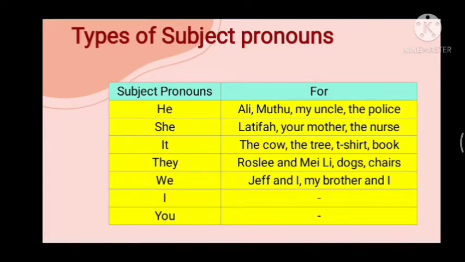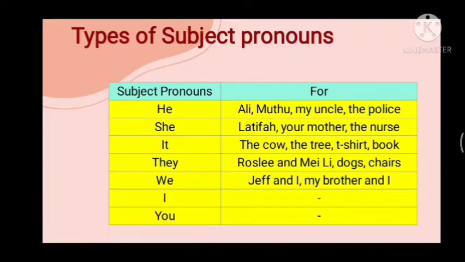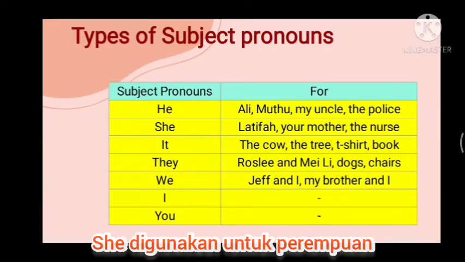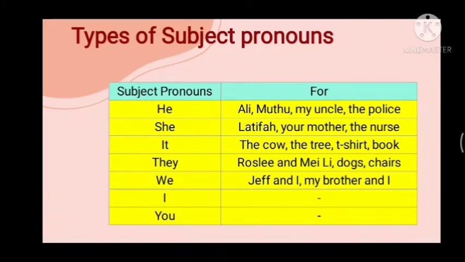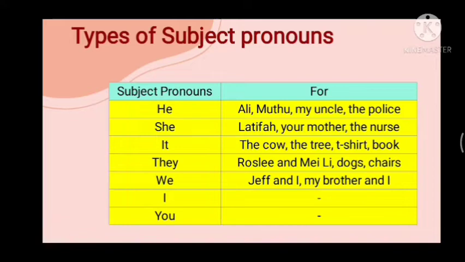Let's take a look at the table. The first one is he. He refers to a male person. For example, Ali, Mutu, my uncle, the police. The second one is she. She refers to a female person. For example, Latifah, your mother, the nurse. The third one is it. It refers to one thing or one animal. For example, the cow, the tree, the shirt, book.